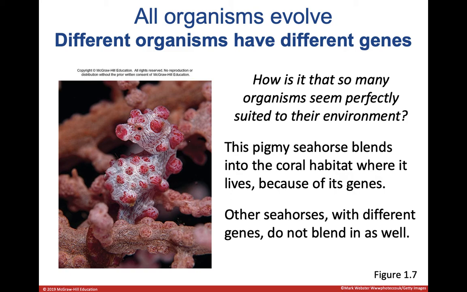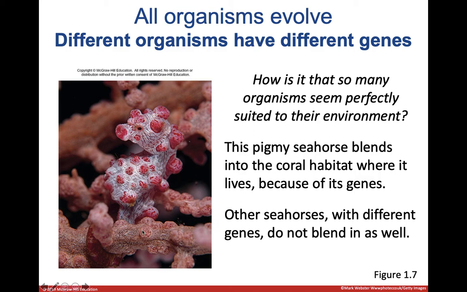Now, this pygmy seahorse right here, as you probably know, there are multiple different species of seahorses, and this just happens to be one called the pygmy seahorse, and it blends in perfectly with the coral behind it. This is the species of coral that this pygmy seahorse likes to live on. Now, this pygmy seahorse did not evolve to fit perfectly within this coral behind it. What happened is this pygmy seahorse just so happened to have genes which allowed it to blend in well with the coral around it.